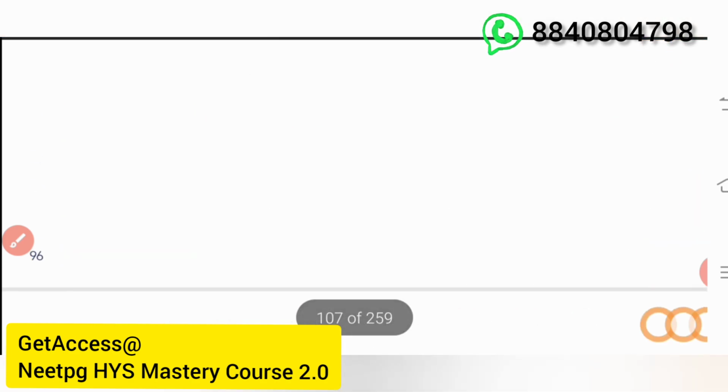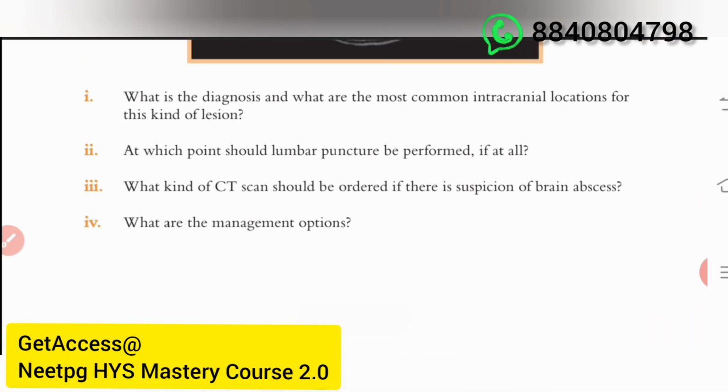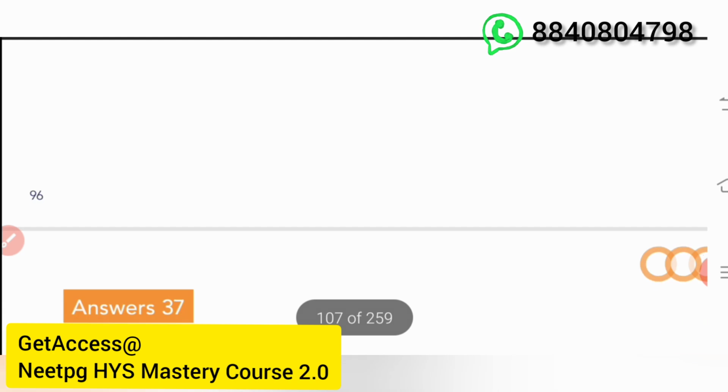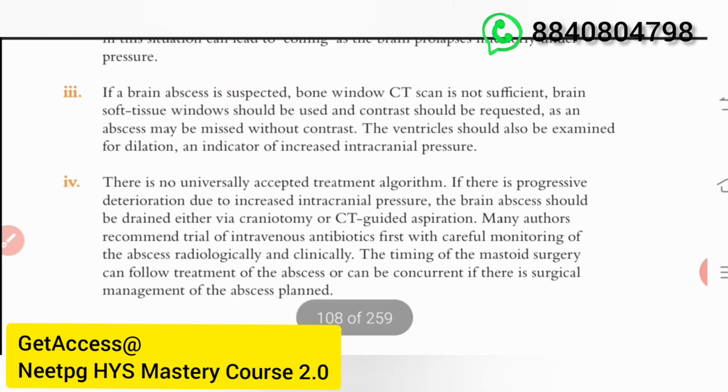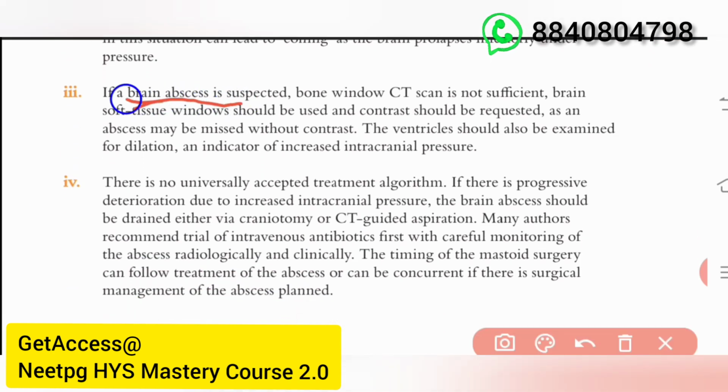Now another question which was there is, what kind of CT should be ordered if there is suspicion of brain abscess? If you are suspecting a brain abscess, which is a soft tissue lesion, only a bone window CT scan is not sufficient. You have to use brain soft tissue windows along with the contrast, and ideally an MRI should also be done. So for CT scan, you should look at the brain soft tissue windows along with contrast, and an MRI should also be prescribed.